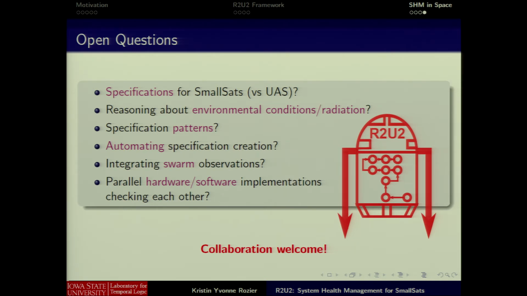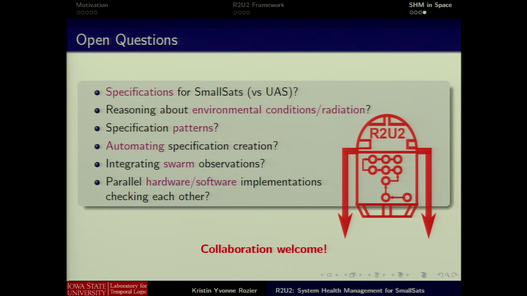So first, we're looking at what are specifications for runtime system health management. What does system health management mean, particularly as a first pass for small satellites, for small autonomous spacecraft? And how do we do things like reason about the differently harsh environmental conditions or radiation of space? How do we look at specification patterns and automating or semi-automating the extraction of specifications for different configurations of a system or for different mission parameters?